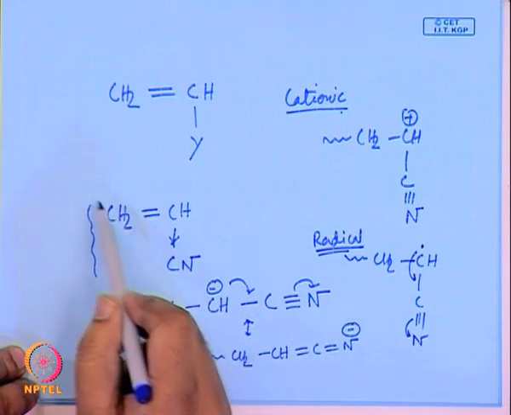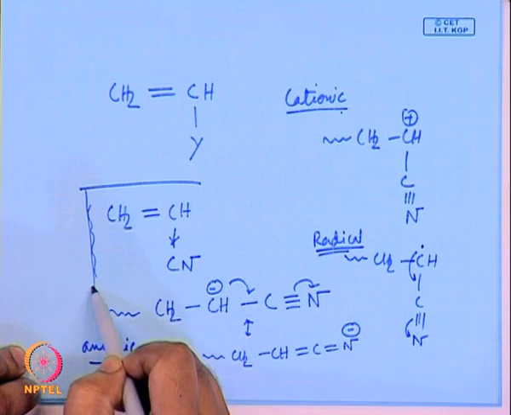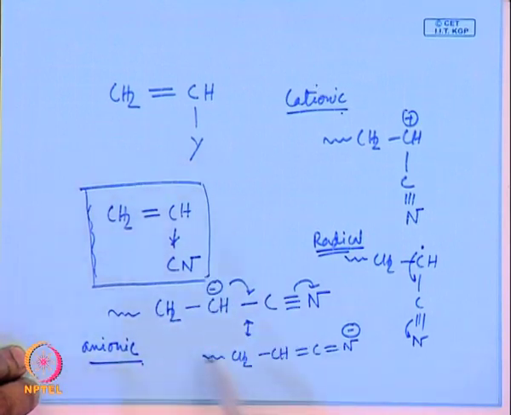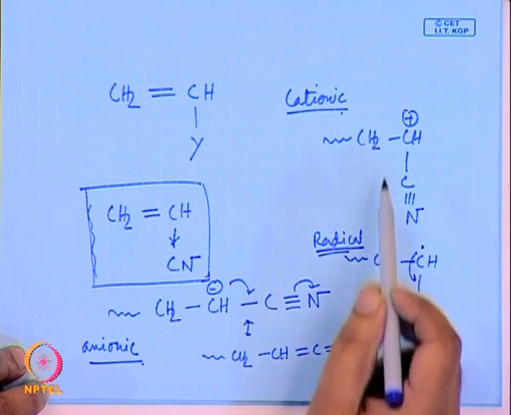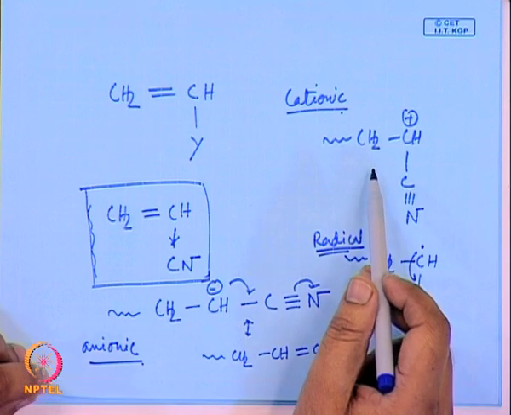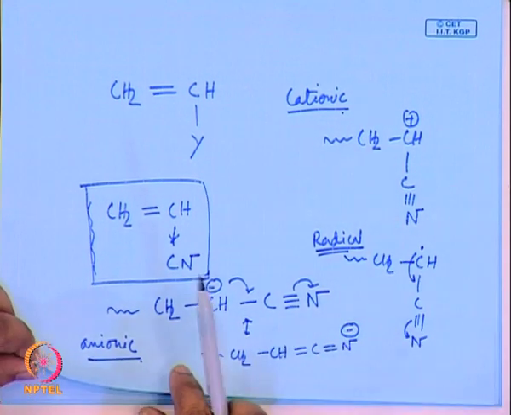Which means that this acrylonitrile monomer can be polymerized by an anionic initiator and a radical initiator, but not by a cationic initiator. We will take some other example.